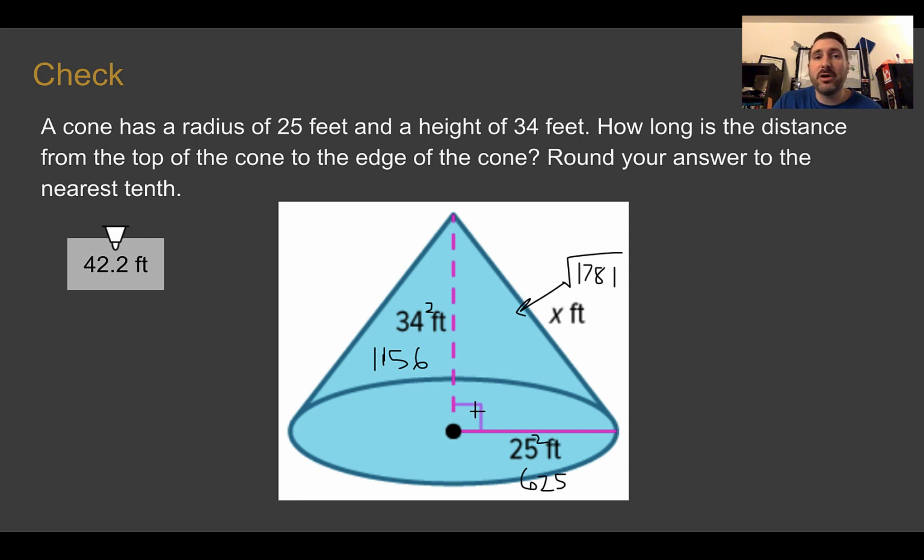Again, it doesn't come out perfectly. We had to round it off. So this number here, the square root of 1,781, would be an irrational number, since it did not come out perfectly.